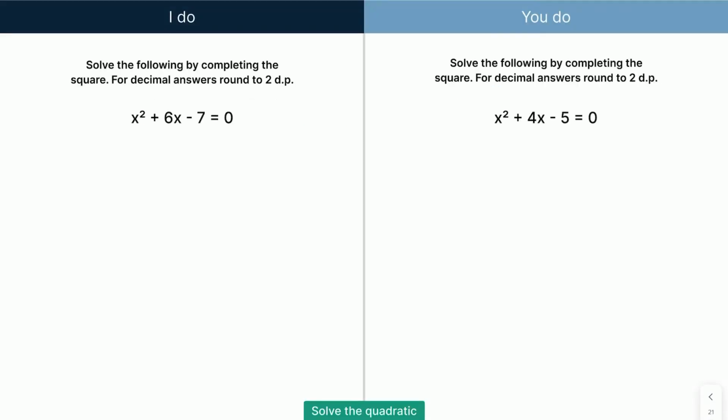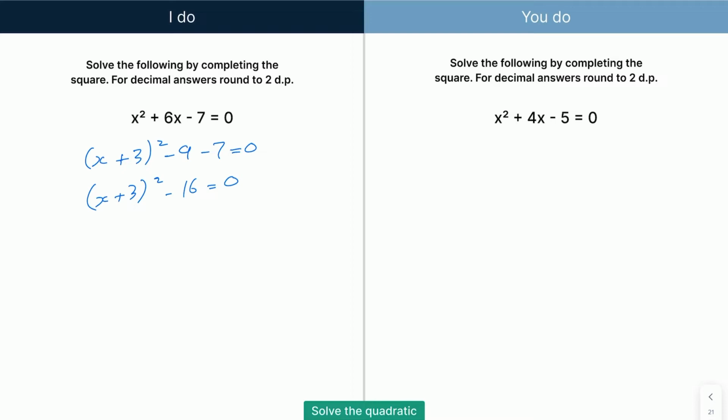Now, we've been asked to solve the quadratic. So notice now it's equal to 0. So we are going to do the same step as before. We're going to complete the square. So let me just do that quickly because we've done that enough times now. So x plus half that value, square that. So 3 squared is 9 minus 7. So that's x plus 3 squared minus 16 is equal to 0.